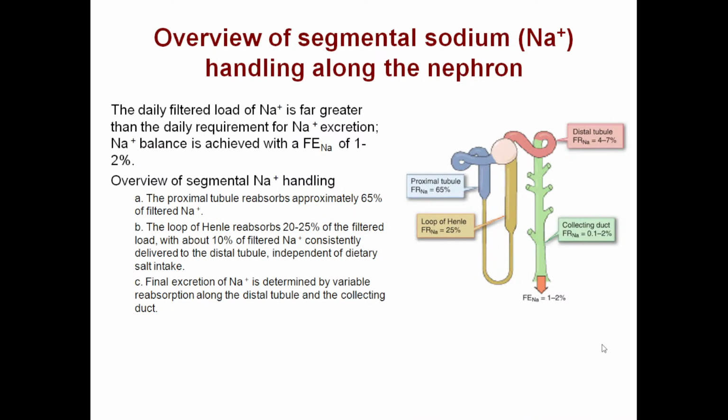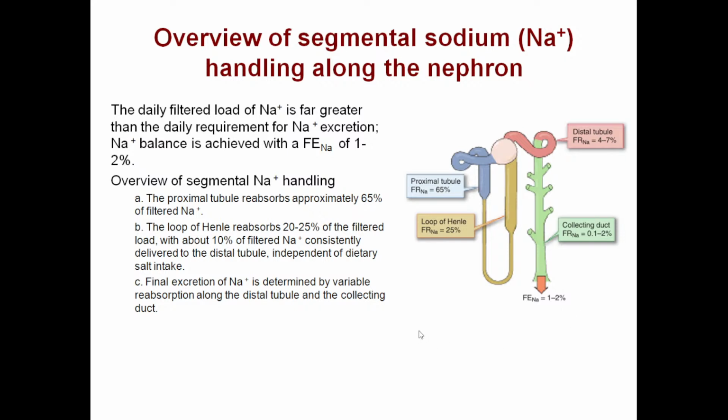Now here you have an overview of segmental sodium handling along the nephron. As you can see, the daily filtered load of sodium is far greater than the daily requirements for sodium excretion. And sodium balance is achieved with the filtration excretion of about 1 to 2%.